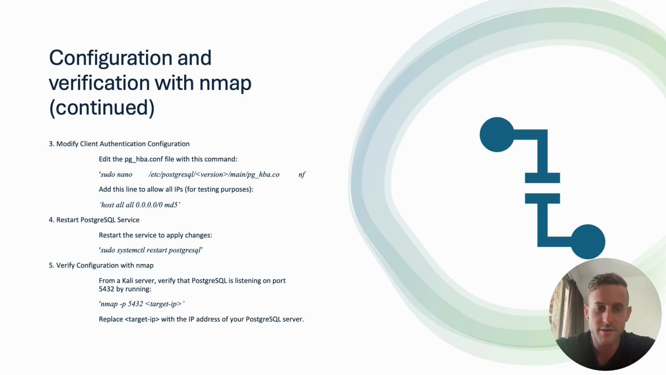And last but not least, let's verify the configuration with Nmap. Make sure that it is actually listening on the port that it is supposed to. So from a Kali server, verify that PostgreSQL is listening on port 5432 by running nmap -p 5432 and then put your target IP address in there. This will be the IP address of your actual PostgreSQL server.